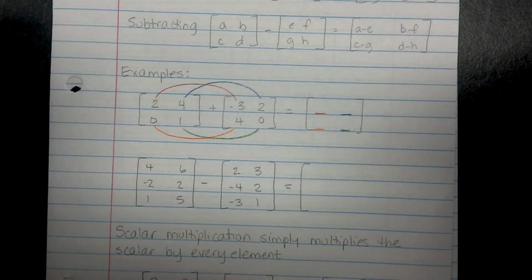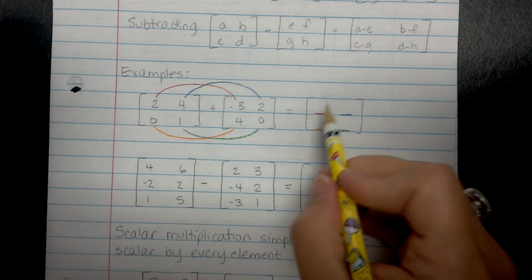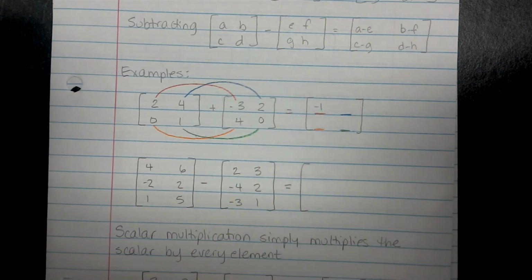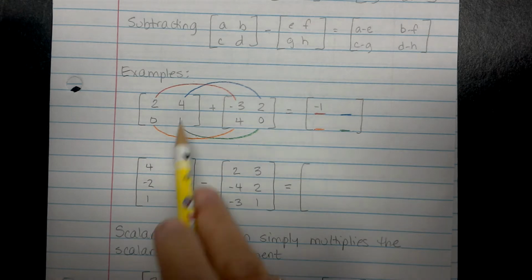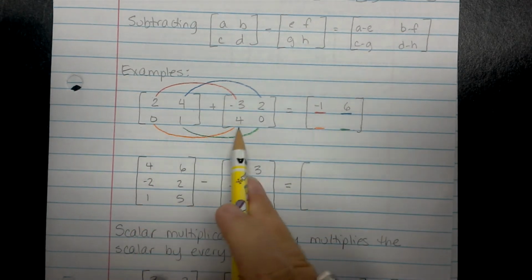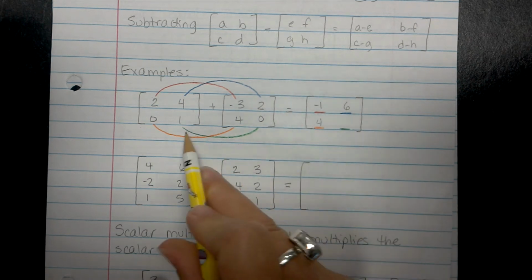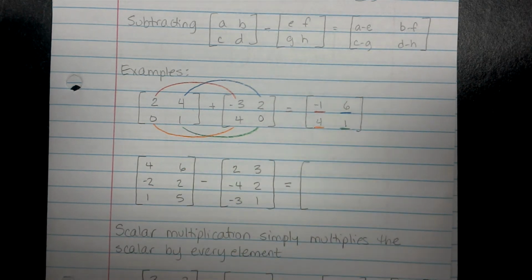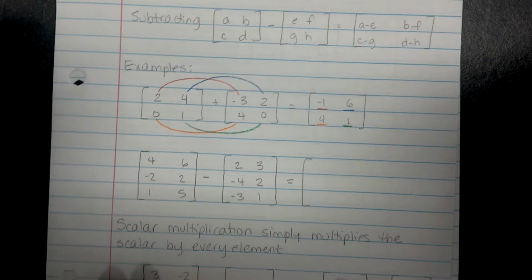Yes, they can be added because they have the same number of rows as each other and the same number of columns as each other. So the 2 and the -3 are both in the same position. When you add 2 to -3, you get a -1. When you add 4 to 2, you get 6. 0 and 4 give you 4, and 1 and 0 give you 1. So let's look at this one.